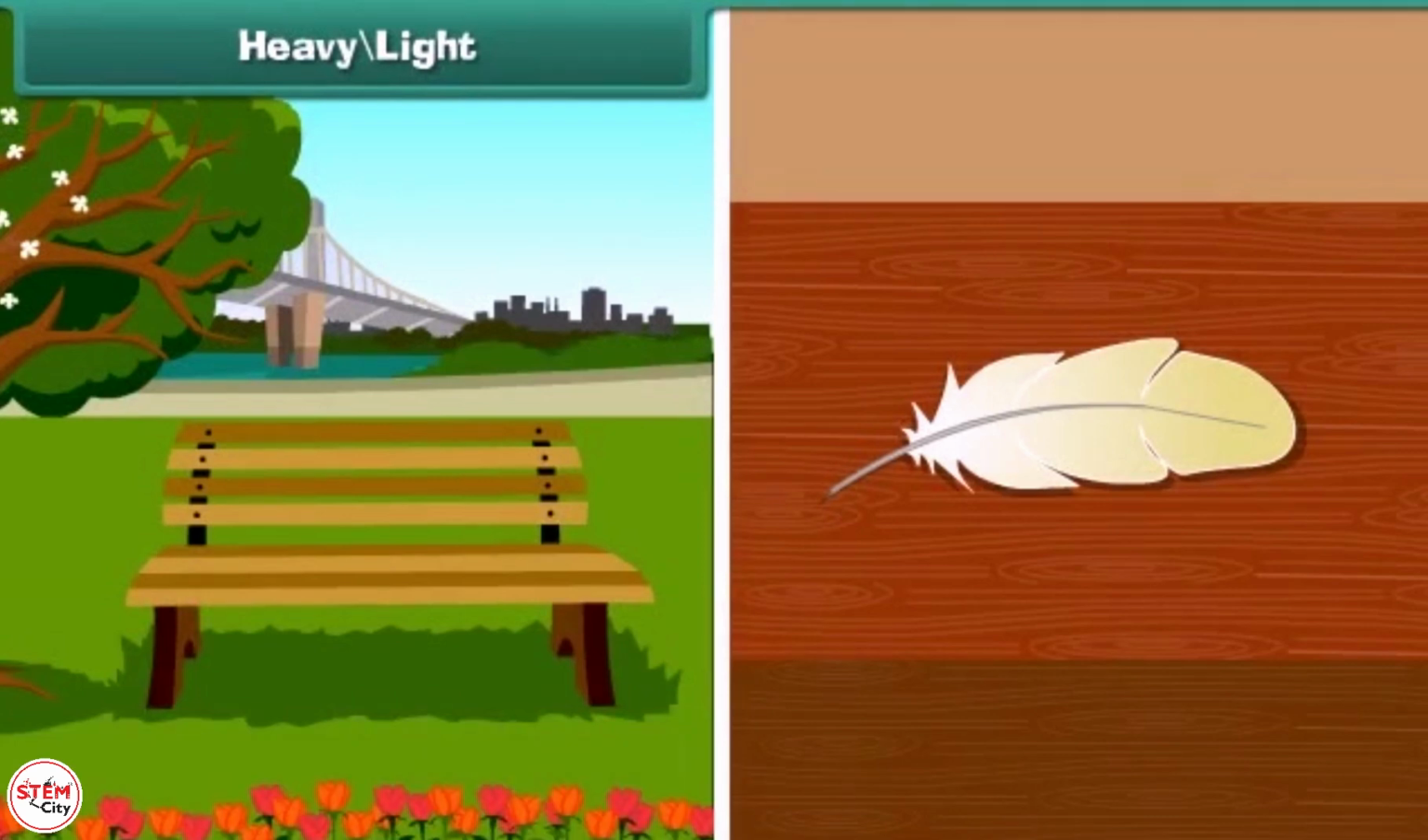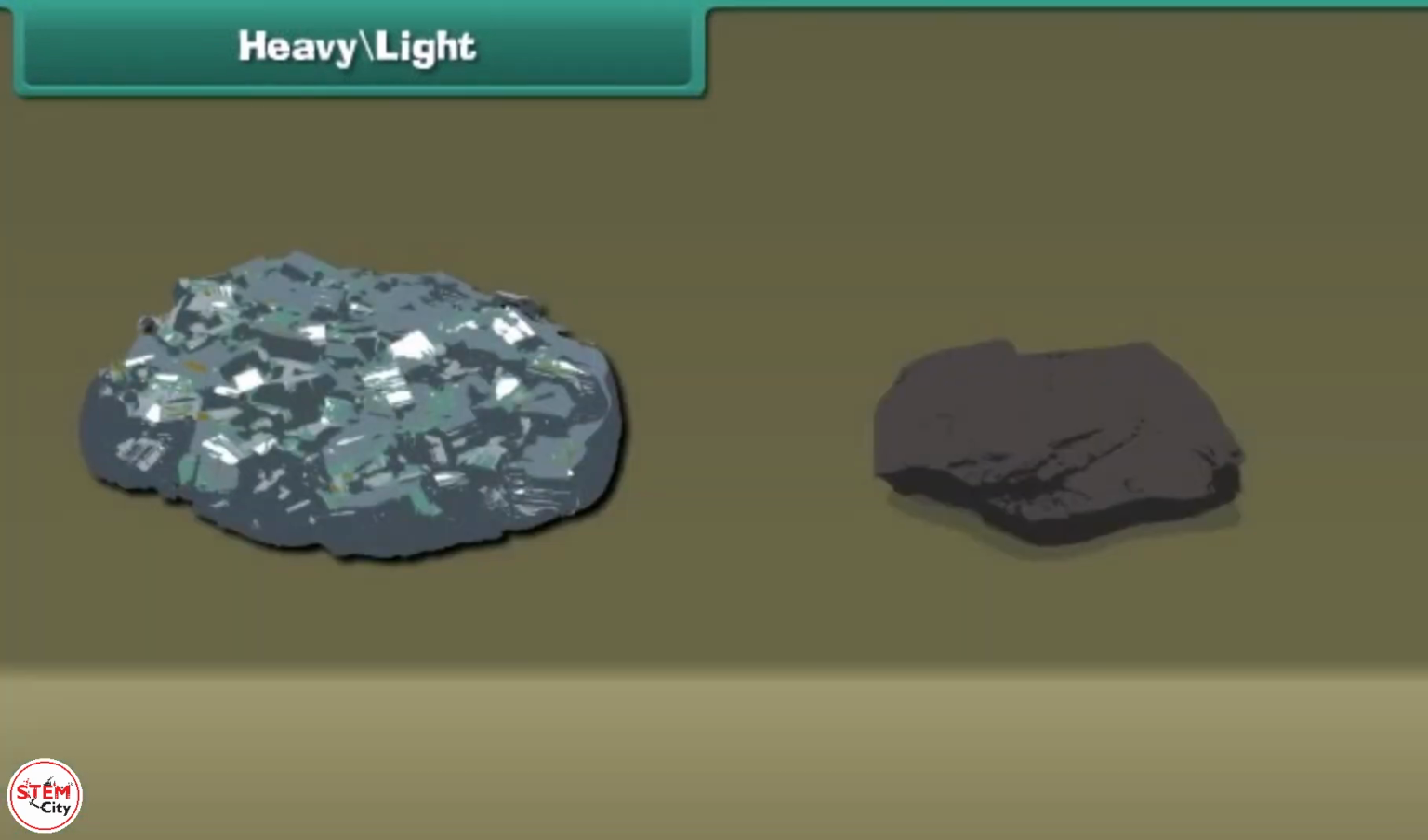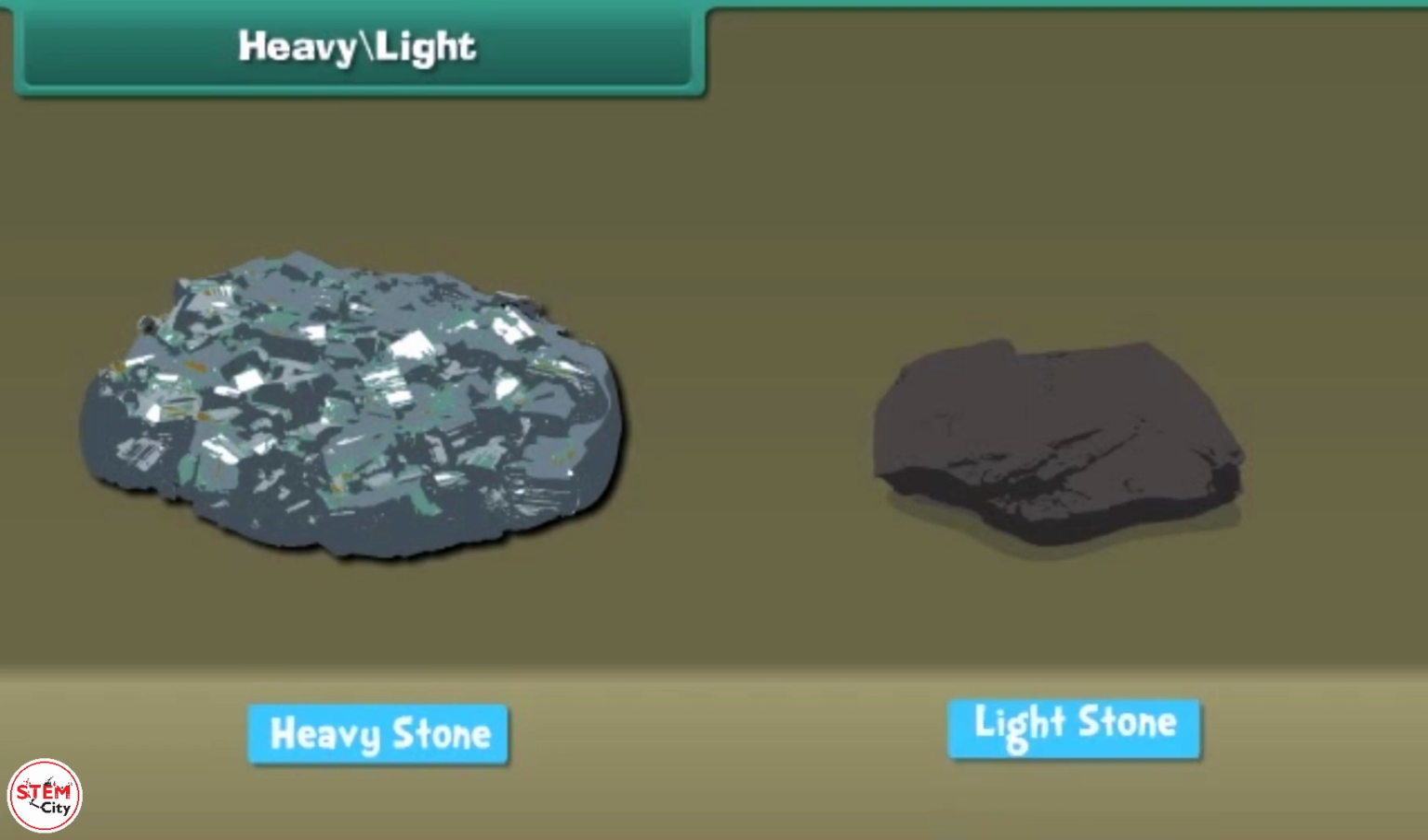Things which are difficult or impossible to lift are heavy, and things which can be carried easily are light. The stone on left is heavy, and the stone on right is light.